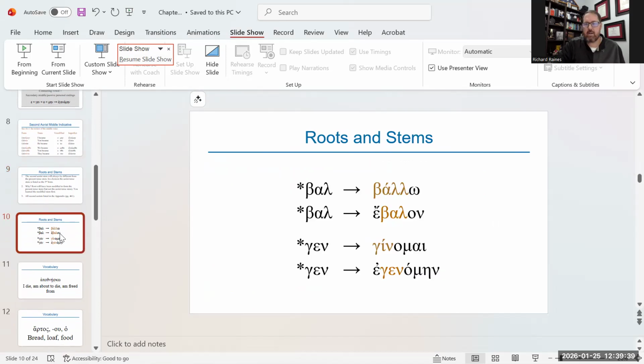This is the example I used earlier in the lecture. You're going to learn ballo, I throw, and you can see that there's two lambdas in the present active indicative. There's only one in the aorist. And you can see that with genomai, the stem changes for the aorist. Instead of gamma iota, it's gamma epsilon. And again, that chart we just looked at in the appendix is going to help you flesh that out. And I hope that's helpful.